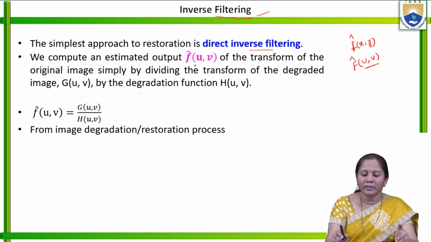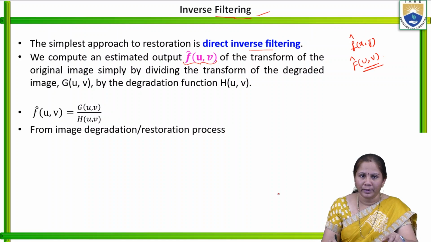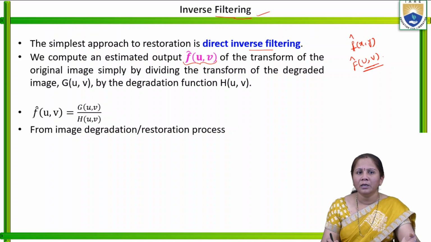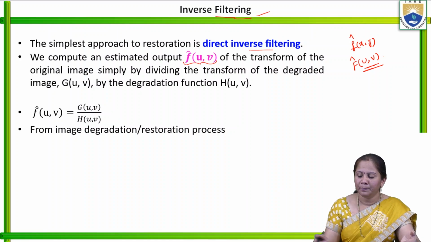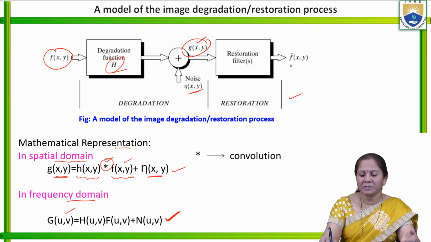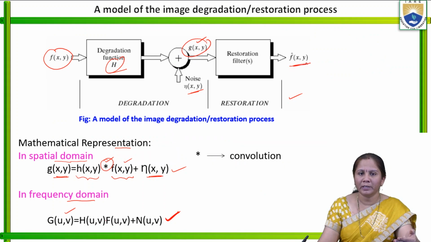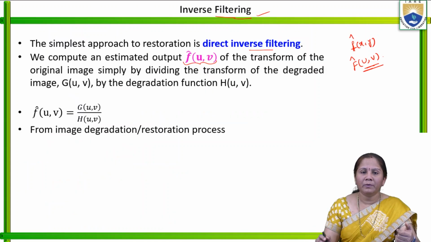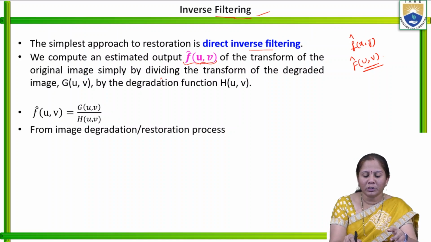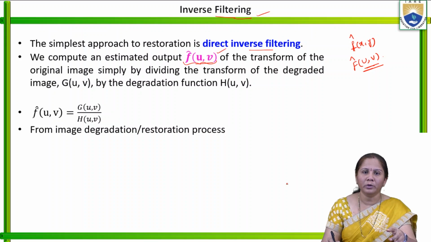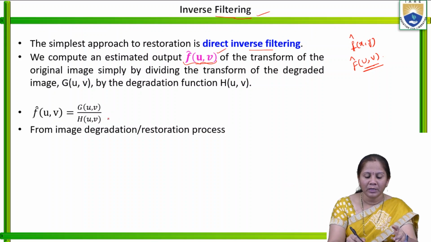Now the main goal of this restoration filter is to get the estimated output F cap of u comma v. We have seen the estimated output in the previous figure, represented as f cap of x comma y. That is our goal. In the frequency domain, it is represented as F cap of u comma v. We can get this estimated output of the transform of the original image by simply dividing G of u comma v by H of u comma v.